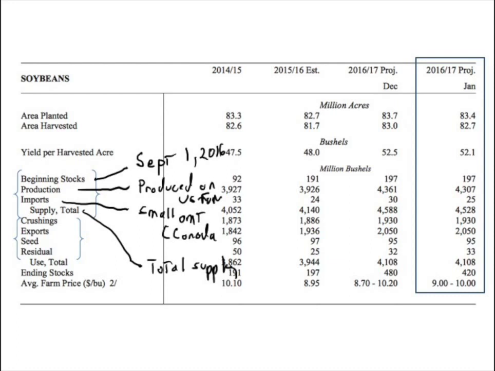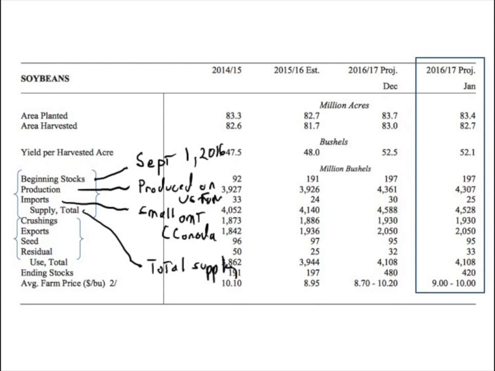All right, let's look at some of the categories here. Beginning stocks, and now we're going to focus on the supply side of it. Beginning stocks, in that column, would be from September 1, 2016. They are estimating production then, and this would be production in the United States, so this is U.S. production, and that would be from September 1 through August 31st, 2017. Most of the production has already occurred.